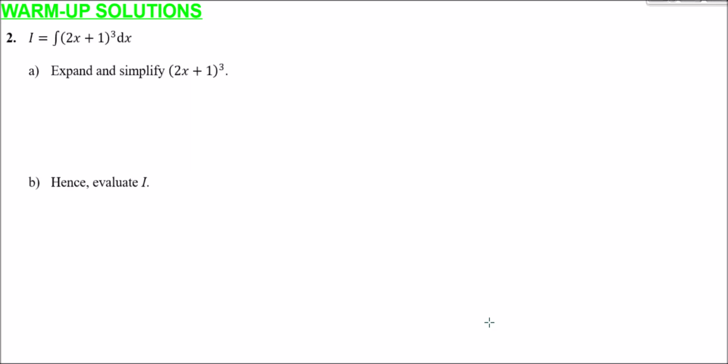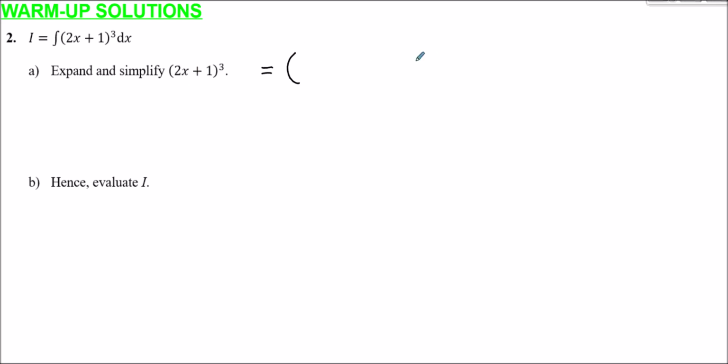Question 2, capital I, called it I to stand for the integral. I just stands for the integral of (2x + 1) all cubed with respect to x. For part A, what we need to do is to just expand and simplify (2x + 1) all cubed. You can do this in whatever way you want to be honest.